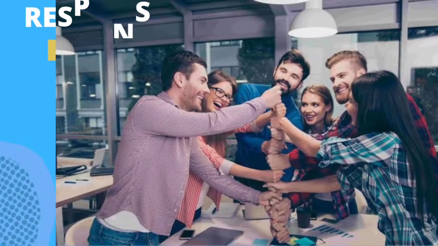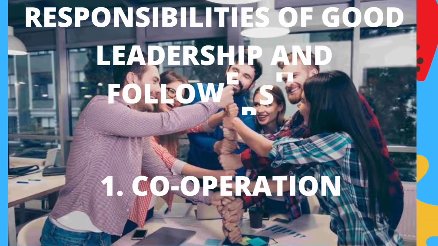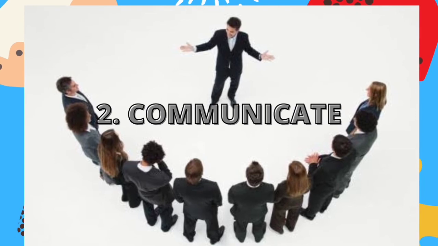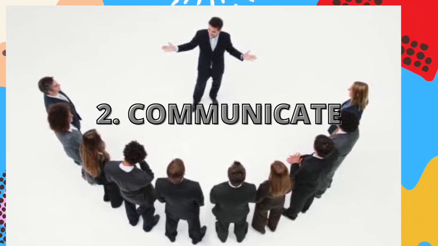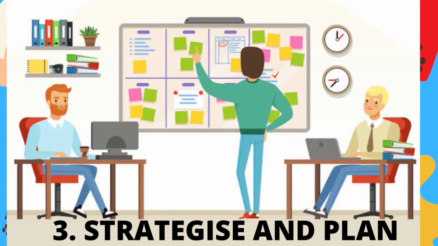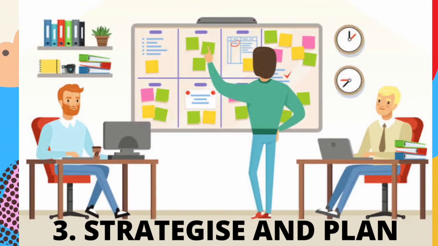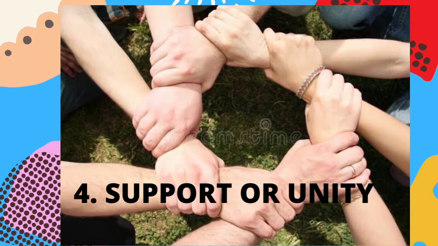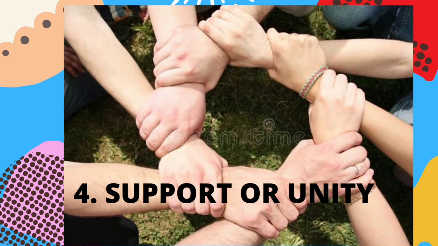Next, we have responsibilities of good leadership and followership. 1. Cooperation. Both the leader and follower must be ready to work as partners in order to achieve their goal. 2. Communicate. The leader and follower must be able to speak and dialogue frequently on the tasks at hand and ahead. Occasionally, call meetings or organize meetings with the followers and give feedback on what have been achieved. Next, we have 3. Strategize and plan. Both the leader and follower should set goals and plan on how to achieve them. 4. Support or unity. Both the leader and follower must unite and work in harmony in order to achieve their goal. This makes them to work together.